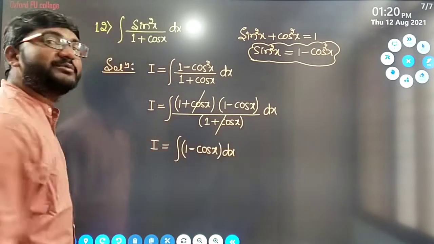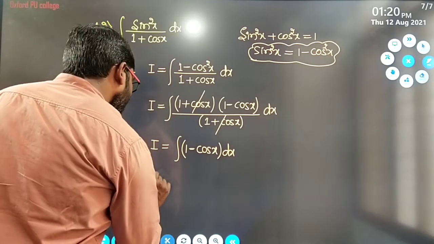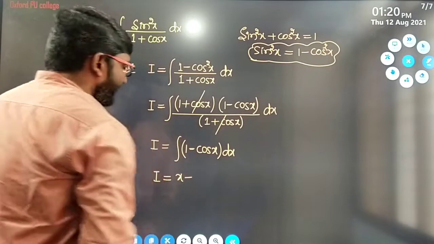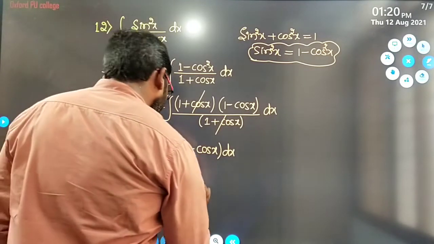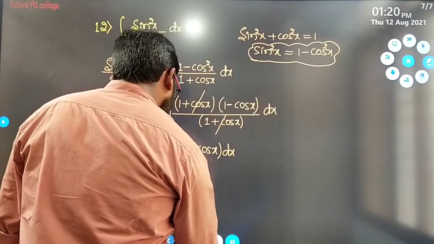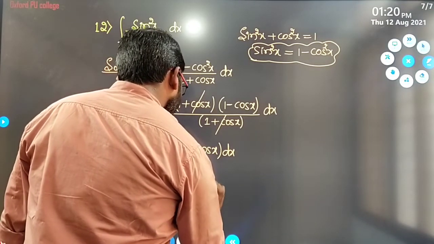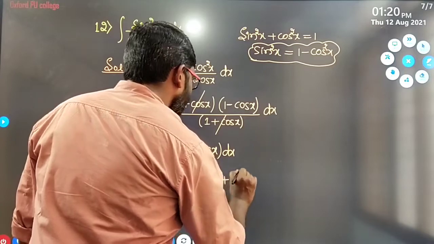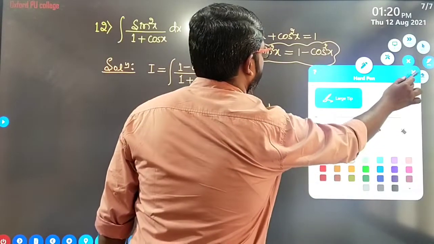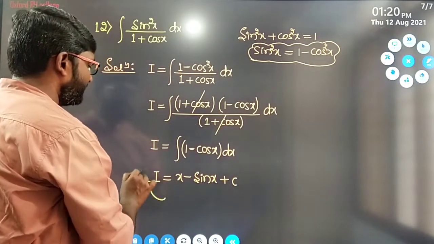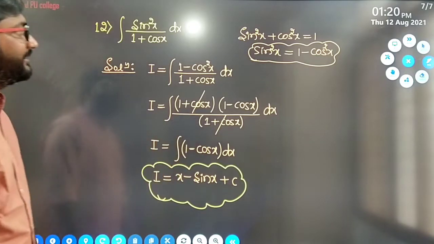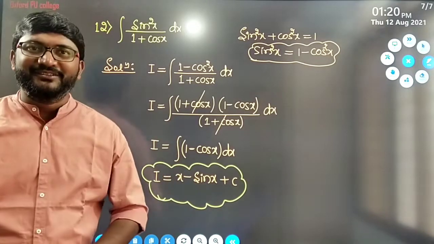Now integrate them separately. Integration of 1 is x, then minus integration of cos x, which is sin x, plus c. So this is the answer for question number 12. Quickly go through this, then we'll take up the remaining problems in the next class. So this is all about today's class.